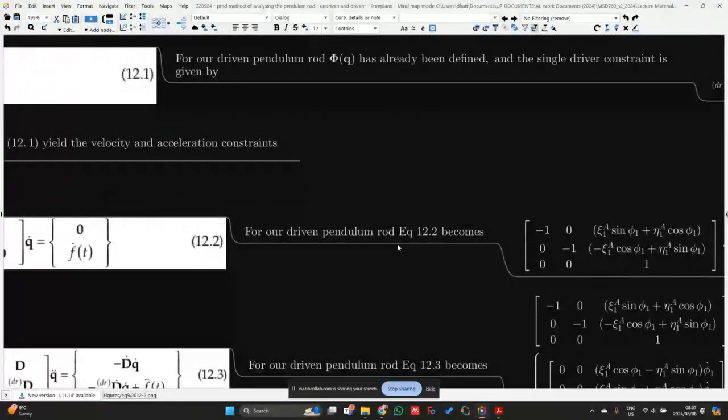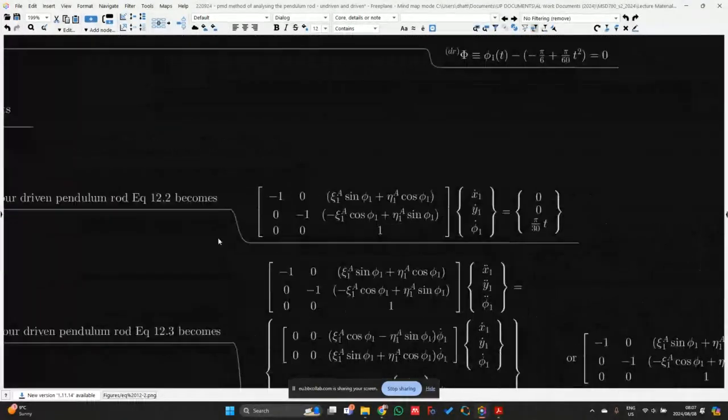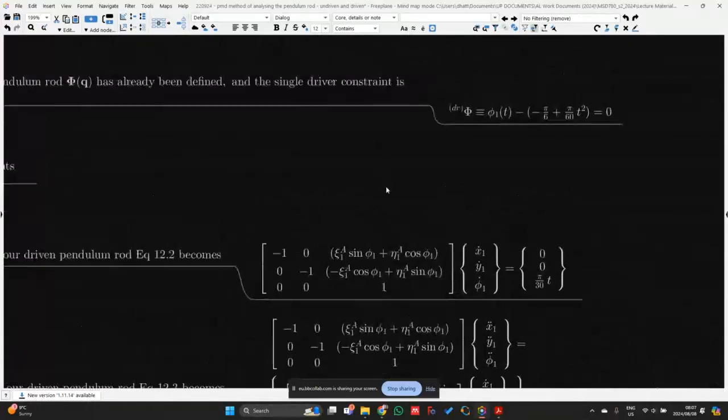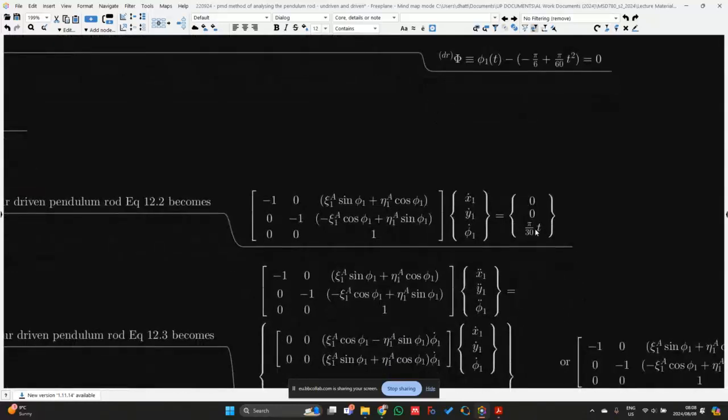For our driven pendulum rod, equation 12.2 therefore becomes this equation that we have over here. So we can see it's once again a combination of what we had for our independent constraint and then our driver constraint as well. And we can just set that equal to a function of time over here for the driver constraint. So this is this last line that we have over here.